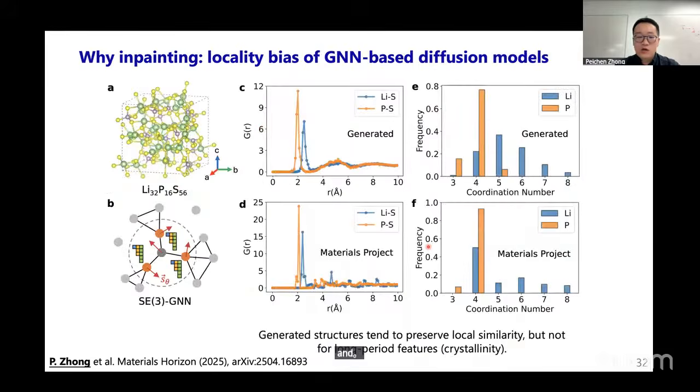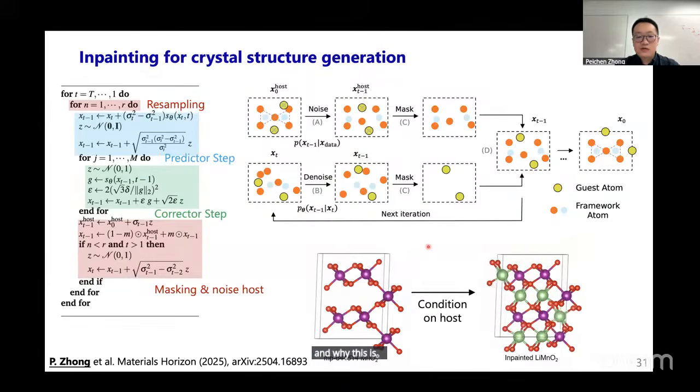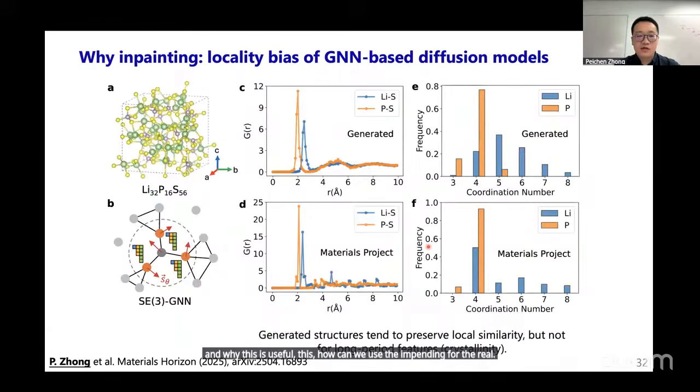And why is this useful? How can we use inpainting for real design problems?